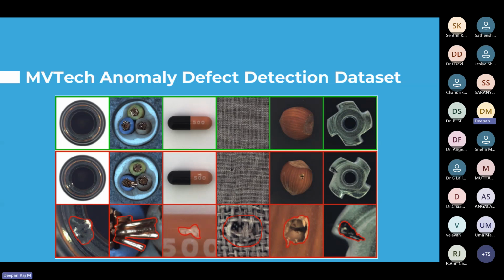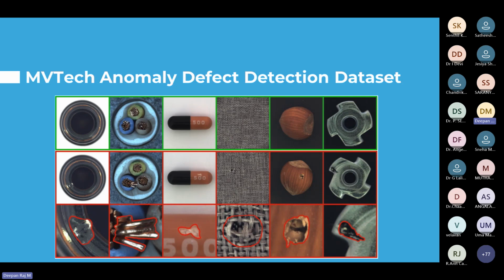If we look at this particular data set, it's a very popular benchmark data set. If you are working on anomaly or defect detection, this is one of the benchmark data sets which you can always look for. This is MVTec's anomaly defect detection data set. It's a segmentation based problem. You can also adapt it to an object detection problem using bounding boxes and so on.